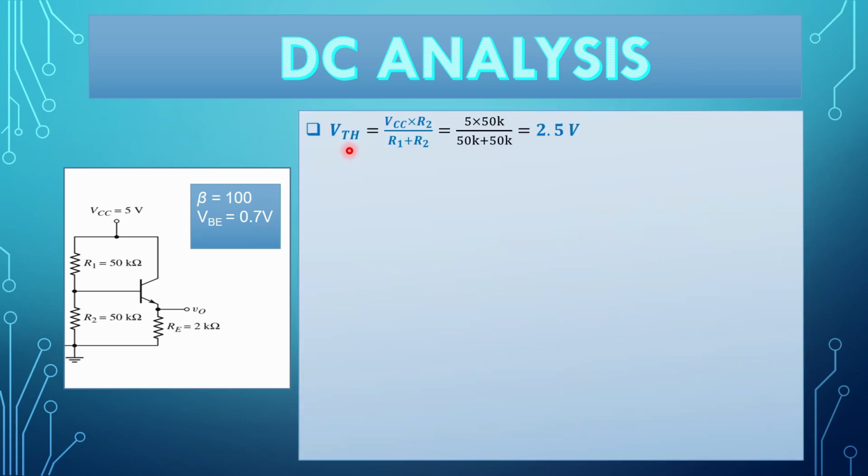So the VTH value is given as VCC times R2 divided by R1 plus R2. So VCC is 5 volts times R2, 50 kilo ohms, over R1, which is also 50 kilo ohms, and if we calculate all the values we get a VTH of 2.5 volts. Now let's move on to calculating the RB value. RB is given as R1 parallel R2. R1 parallel R2 gives you a value of 25 kilo ohms, and that is the value of RB.